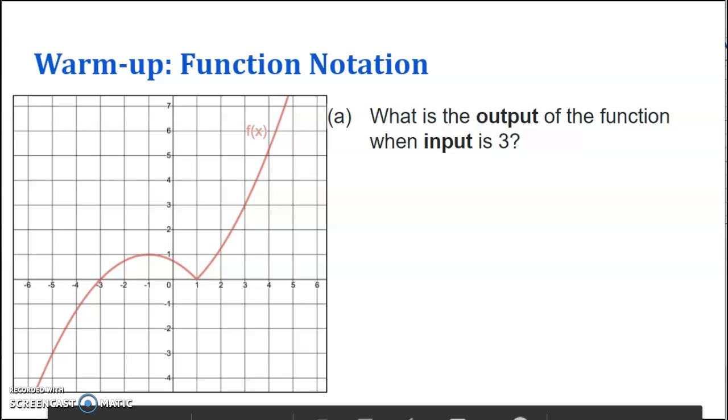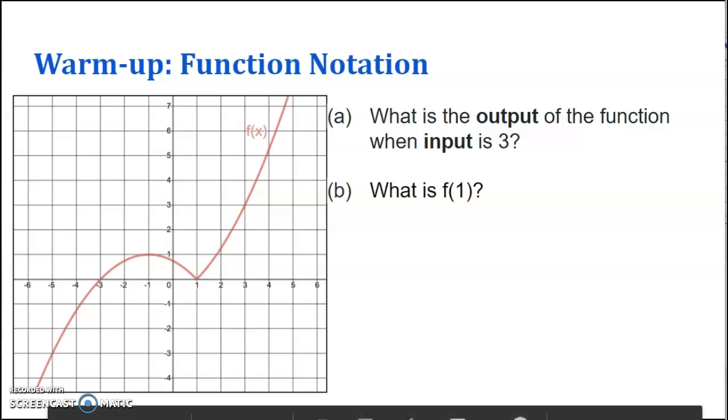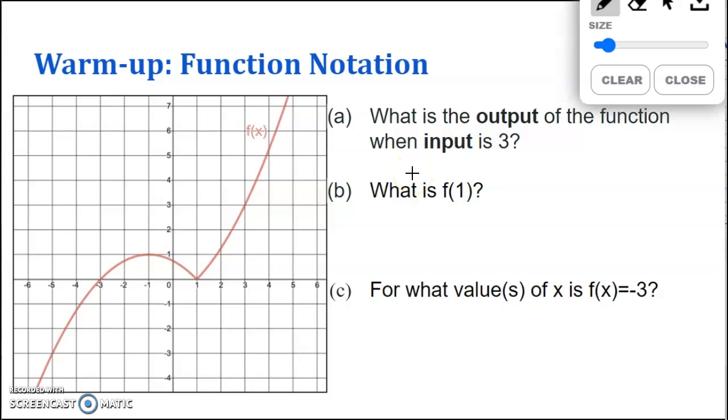So if I gave you these three problems, given this graph, what is the output of the function when input is 3? What is f of 1? And then lastly, for what value or values of x is f of x equal to -3. Okay, so please pause the video and see if you can solve them. So let's go through the answers.